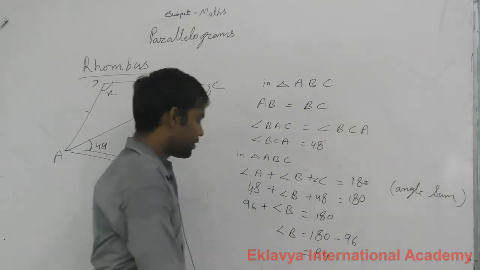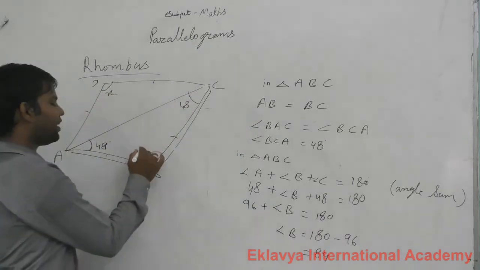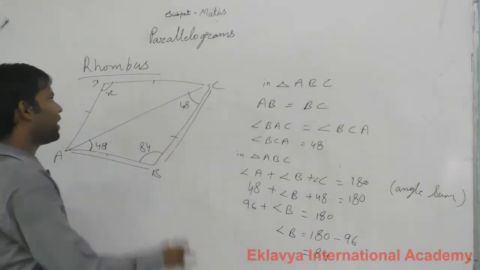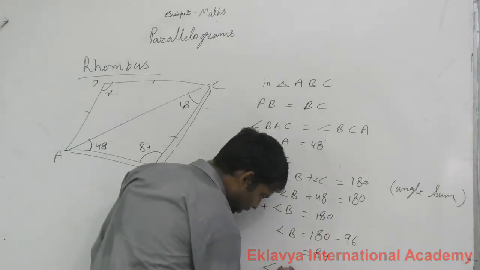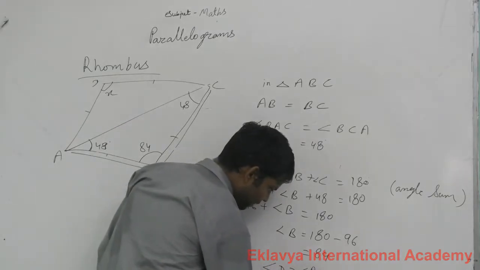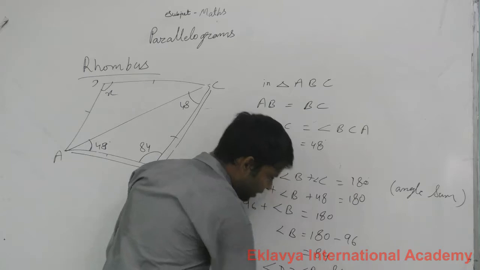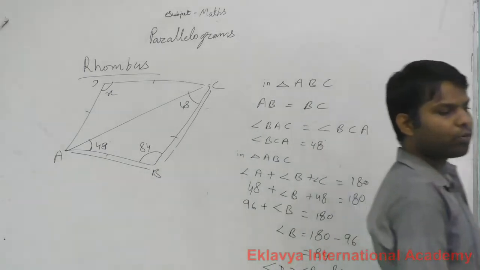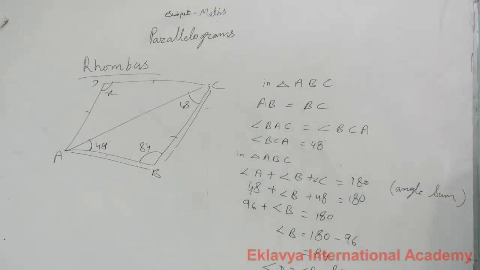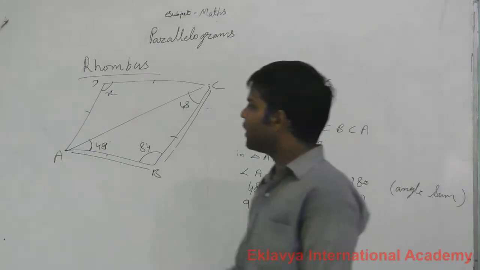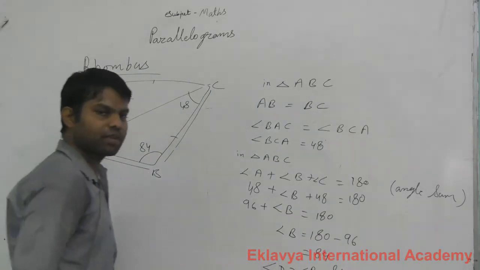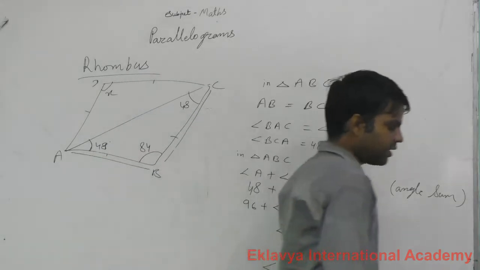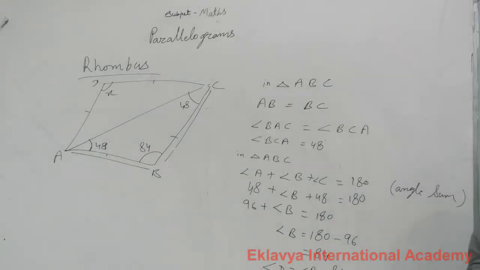Okay students, so if angle B is 84 degrees, then angle D is also 84 degrees. Why? Because opposite angles are equal in the rhombus. We have the property of a rhombus: opposite angles are equal. Then here angle X is also 84 degrees. Okay students, then the second question, of the rhombus type, is also completed.